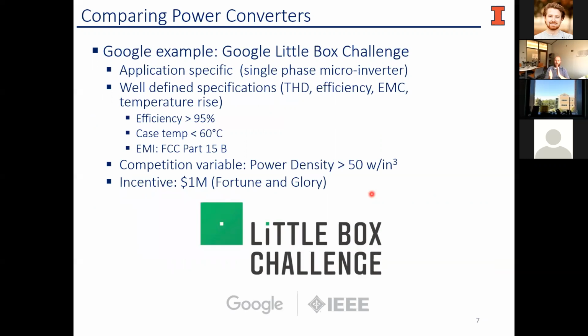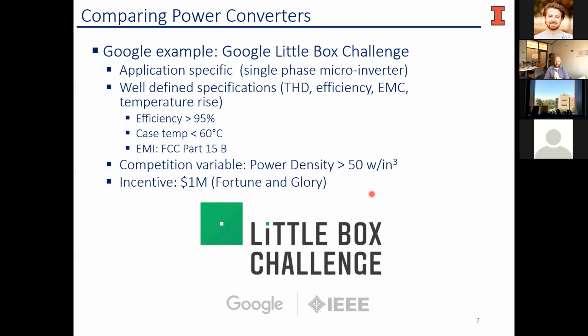And in this case, they chose a single phase microinverter. So you can think of this as something for a solar application. And they basically said, what is the best converter you can build given this set of specifications? And so it had these good, well-defined specifications. It had certain THD targets. The efficiency had to be above a certain value. It had to pass EMC. And then they also included things like temperature rise, right? It couldn't get so hot. So you actually had to take into account the whole solution.